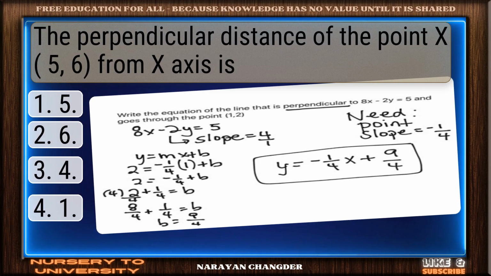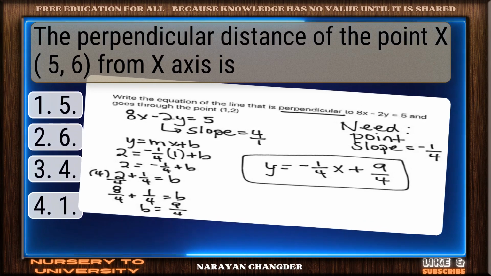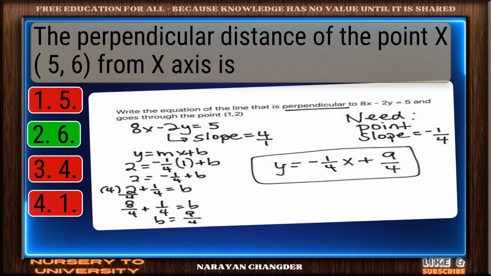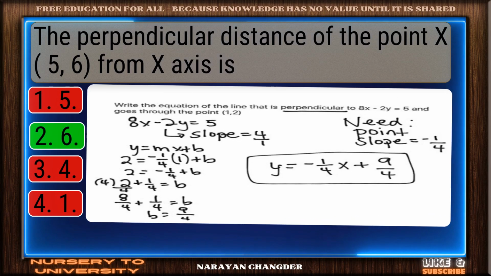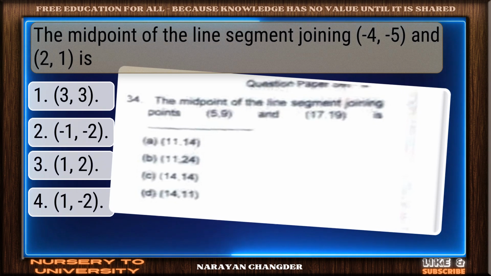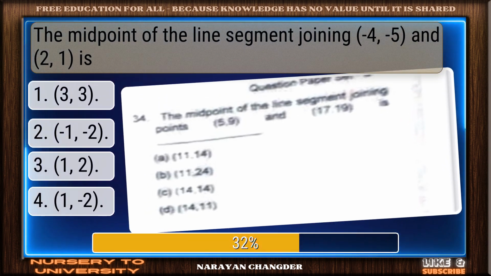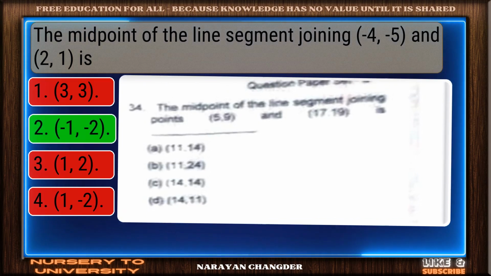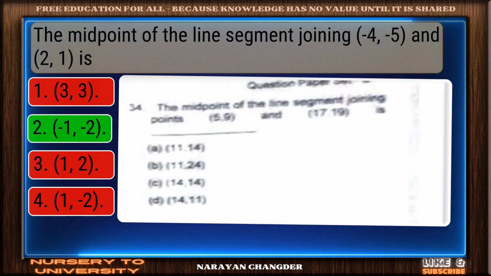Question number 94. The perpendicular distance of the points from x-axis is. Well reasoned. 6 is the correct choice. Question number 95. The midpoint of the line segment joining and is. Nice work. You chose, and it is correct.